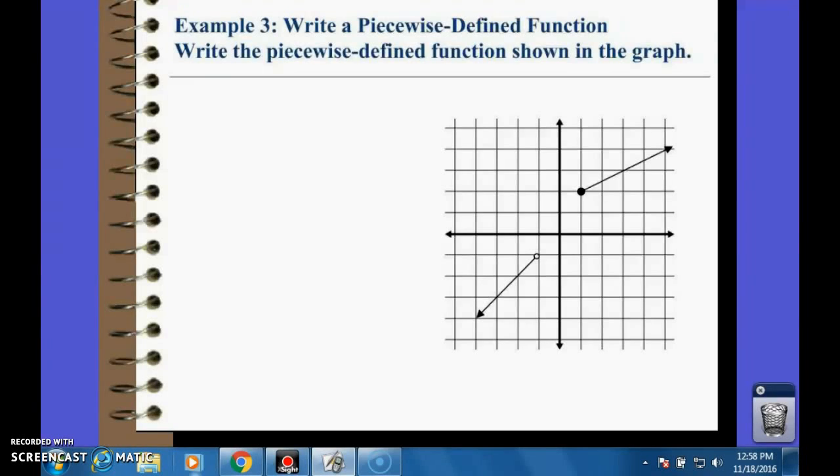Now we're given the graph, and I have to go backwards. I have to figure out where the graph starts and what it does. So here, what x value is this? X is what at this point? -1. Is the graph going left or right? So what numbers are to the left of -1? Yeah, numbers less than. Does the graph equal -1?